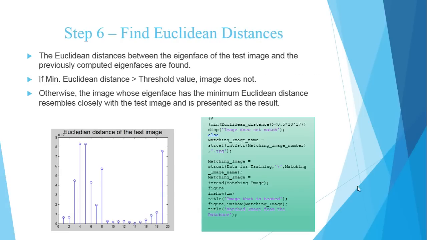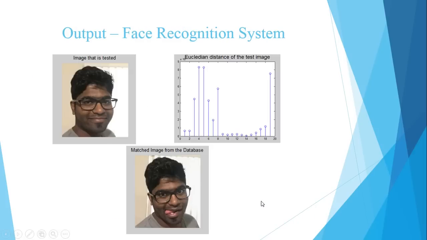The Euclidean distance between this test image and the previously computed eigenfaces are found, and as you can see, they are plotted here, and it shows that the lowest value is for image number 14. This is the code snippet used to compute the Euclidean distance value, and this is the lowest one among all. So the tested image has the lowest Euclidean distance in image number 14, and the matched image from the database is shown here.